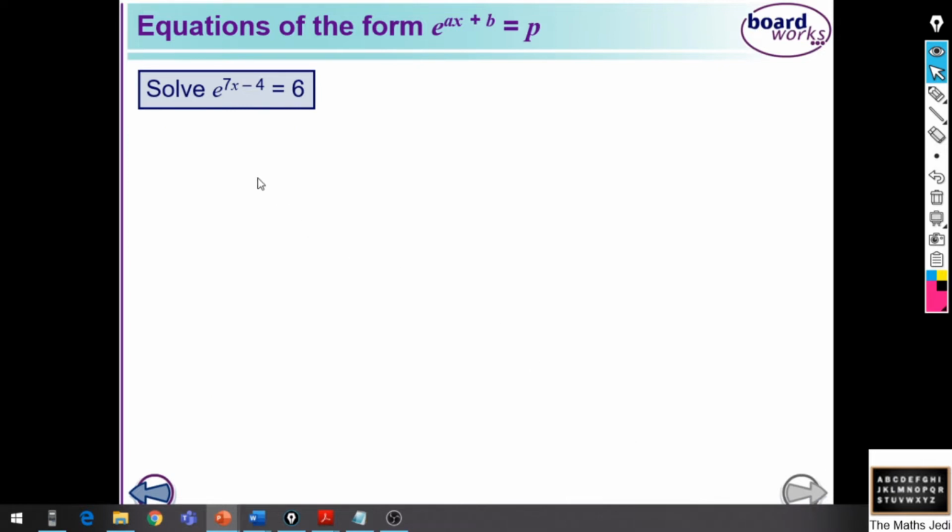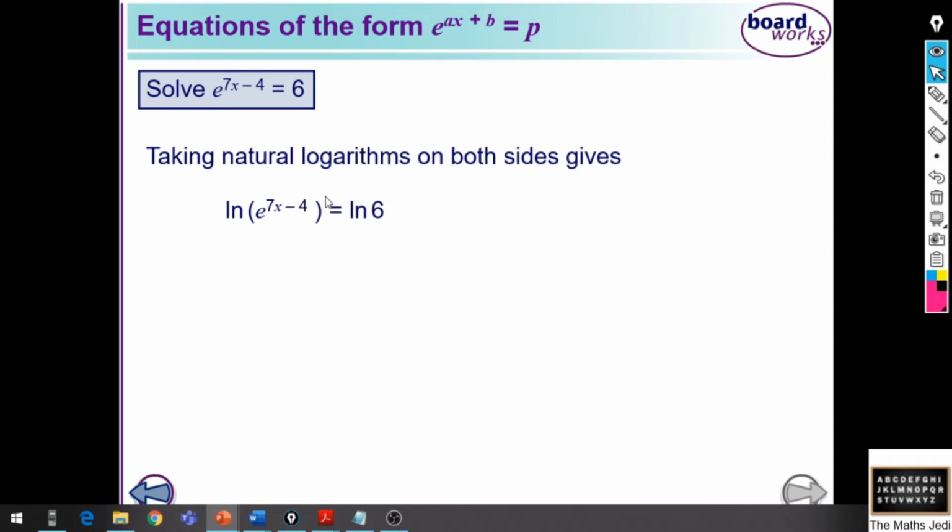This problem here is very similar to some of the problems I did on previous videos, just with natural log with an e base. So again, you would take natural logs on both sides. You take natural logs of what's on the left and natural logs of what's on the right. Just think of taking natural logarithms as a function, like any other function. You do it to both sides.